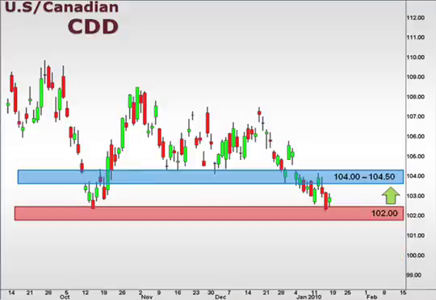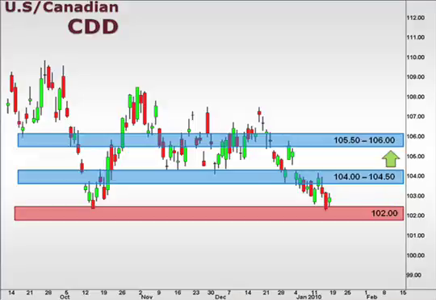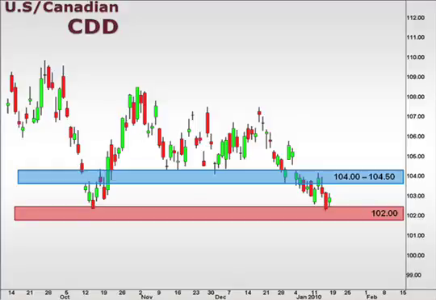Any bounce off of the 102 level is likely to meet with some resistance within the 104, 104.5 focal zone. A break above is likely to target 105.5 to 106.